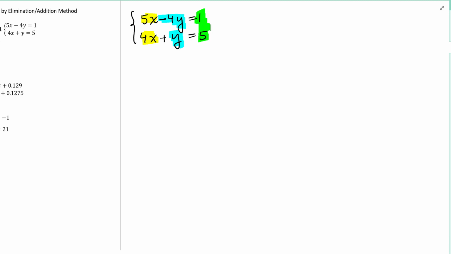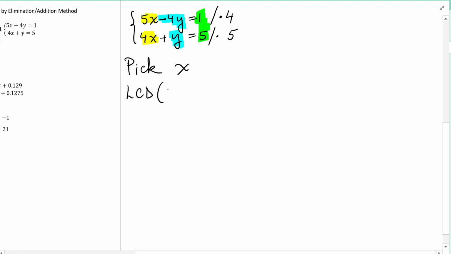So if we pick x, then in front of x, I want to have the same number. That means I'm going to multiply the first equation by 4 and the second equation by 5, right? Because that will make it 20, basically the LCD of the two numbers. The LCD of 4 and 5 is 20. So how do I get 20 from 5? I multiply by 4. How do I get to 20 from 4? I multiply by 5. But I want different signs. So how about the second one would be times negative 5? I could have multiplied the first one by negative 4.